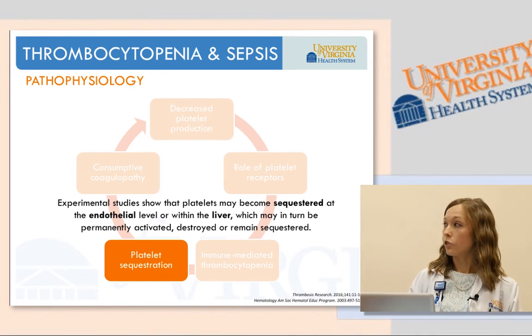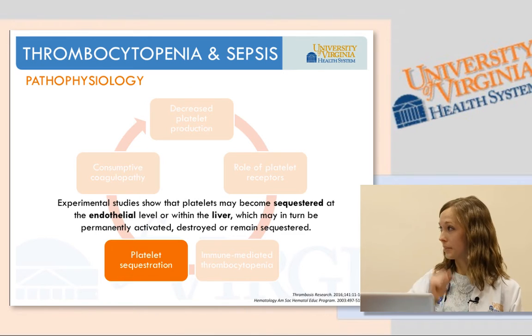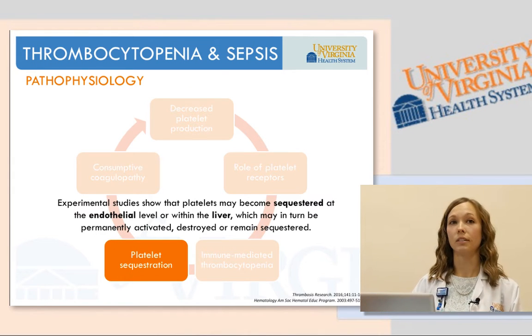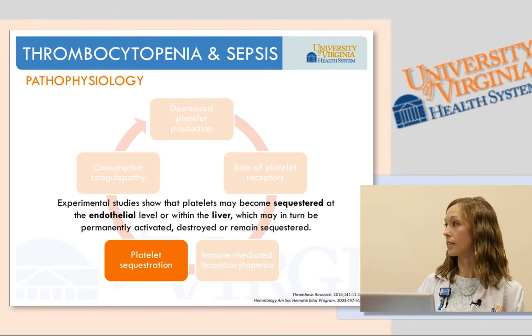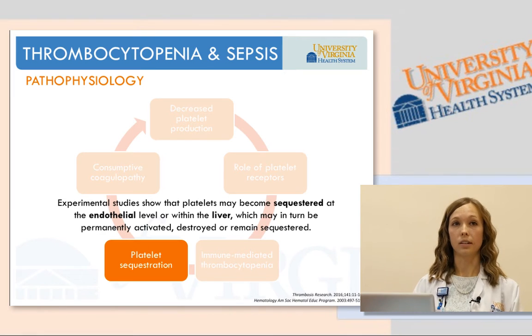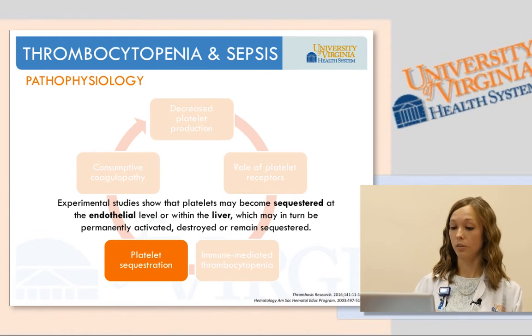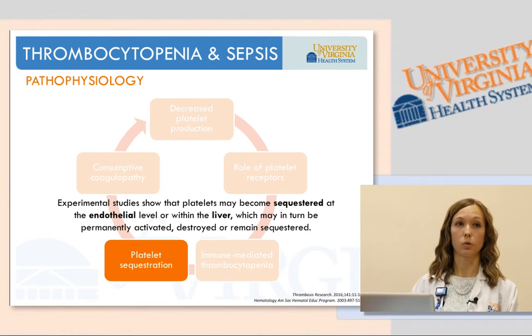We also have platelet sequestration. Experimental studies show that platelets can become sequestered, both at the level of the endothelium and within the liver, with all the inflammatory processes that are going on in sepsis. And these sequestered platelets can then become either permanently activated, destroyed, or just remain sequestered and otherwise pulled out of the circulation.